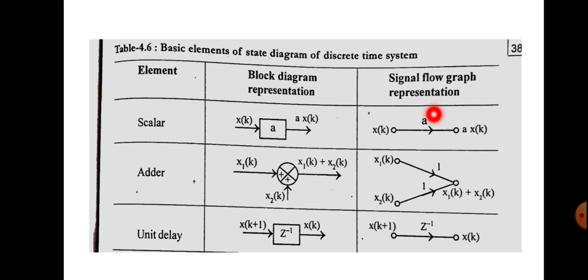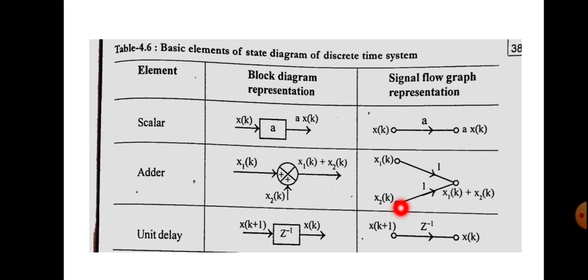When coming to the signal flow graph representation, we are representing the signal at each node, that is the first node and the second node. At the first node the input x of k is coming in, at the second node the output is going out, and the scalar element is shown above the arrow mark as a, that is the output is a into x of k. Similarly, the adder is represented by joining of two line points, and here there will be different nodes. The first node represents the input node, that is x1 of k is the input, and the other input is x2 of k, which is represented by another node.